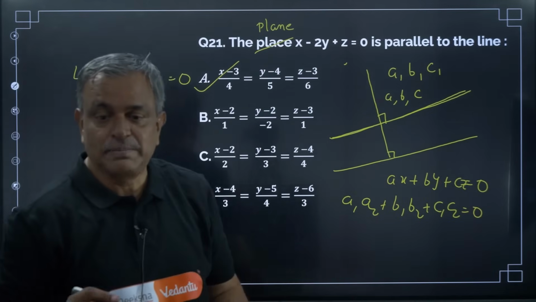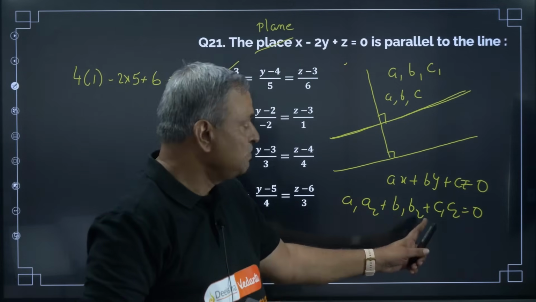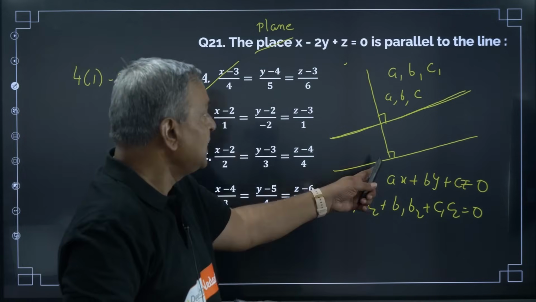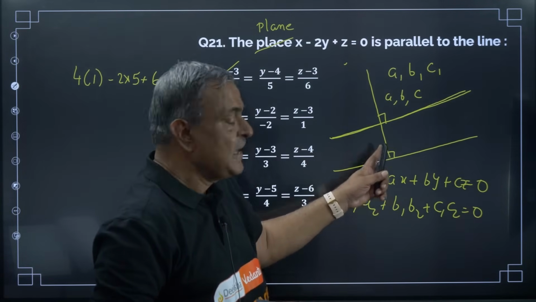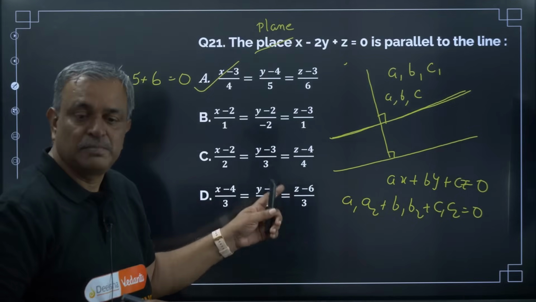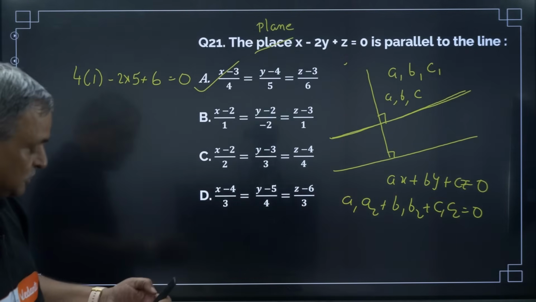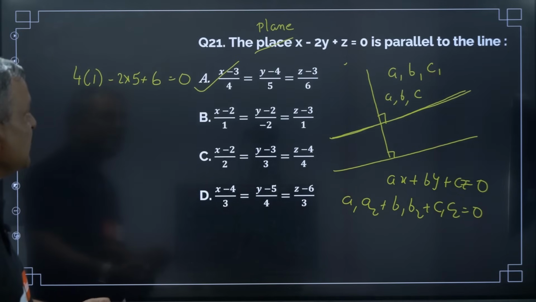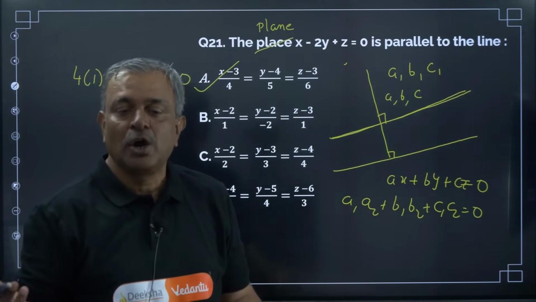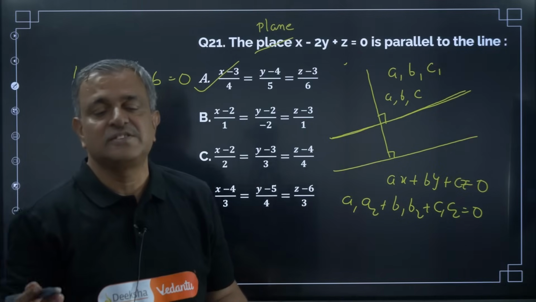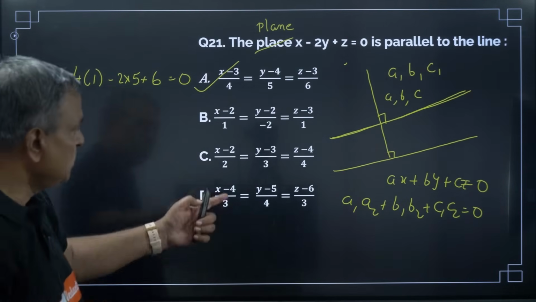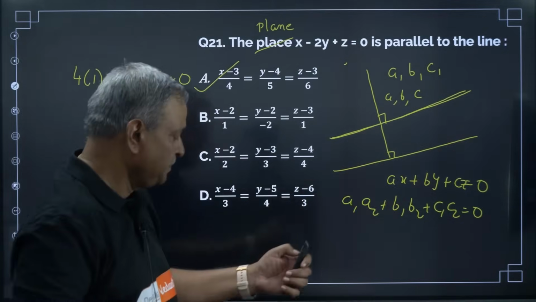Okay. So what is the concept? The concept is a1 a2 plus b1 b2 plus c1 c2 is equal to 0. What are a1, b1, c1? They are the DRs of the plane. And what are a2, b2, c2? The DRs of the line. So a1 a2 plus b1 b2 plus c1 c2 must be 0. So option A. Sometimes in exams like COMEDK, option verification is easy. Otherwise it will take a long time. But you must remember the concept: a line parallel to the plane.